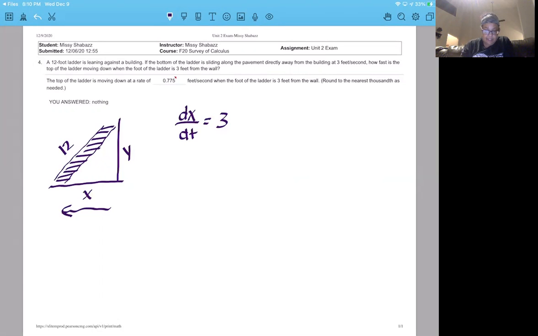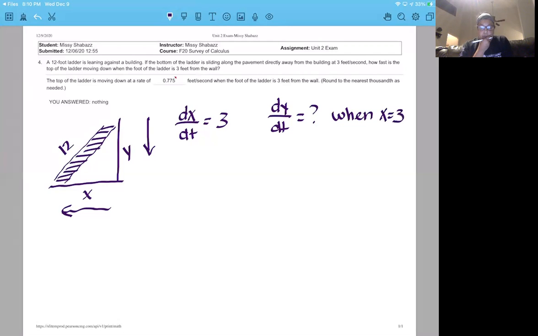How fast is the top of the ladder moving down when the foot of the ladder is 3 feet? So I want to know dy dt when the foot of the ladder is 3 feet from the wall, when x is exactly 3.